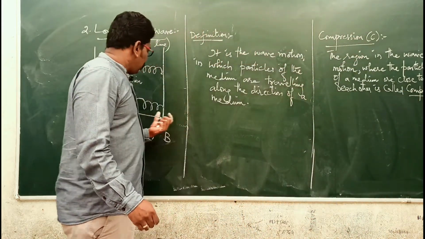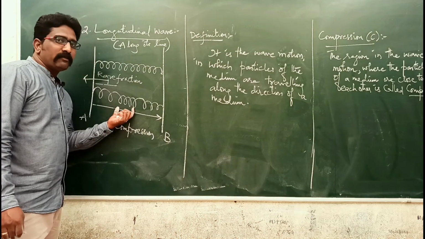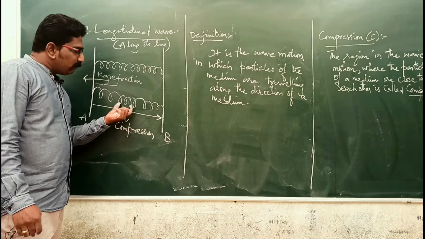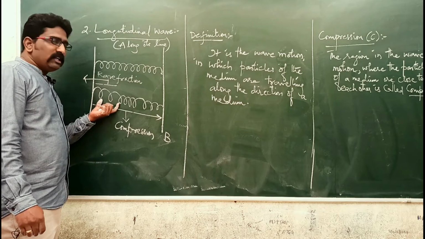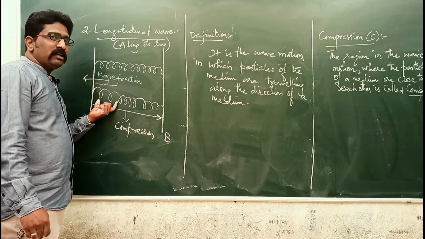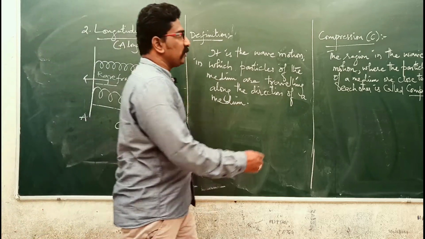So the region in a wave motion where the particles are very close to each other, we call that particular region a compression. And the next term is rarefaction: the region in a wave motion where the particles are far away from each other is called a rarefaction.